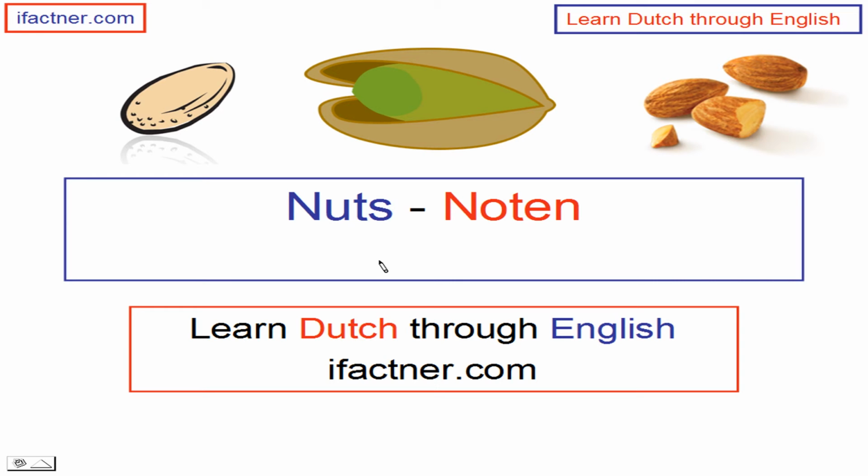In this lesson, we are going to learn how we call different types of nuts in Dutch. Nuts are called noten in Dutch. N-O-T-E-N, noten. Let's start our lesson.